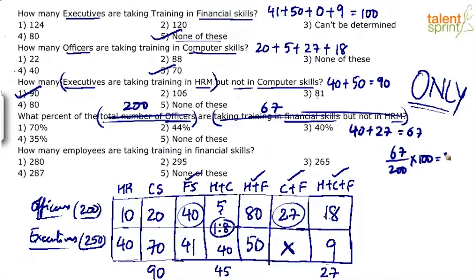Half of 67, which is 33.5%. 33.5%, which option? Option 5, none of these.